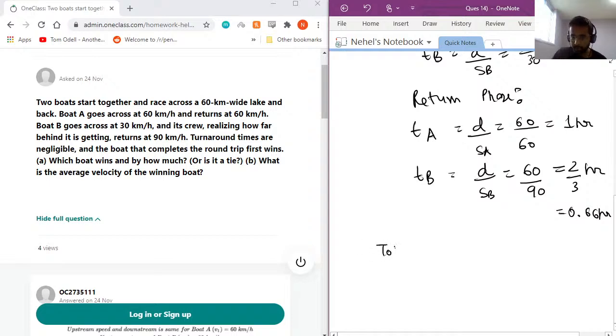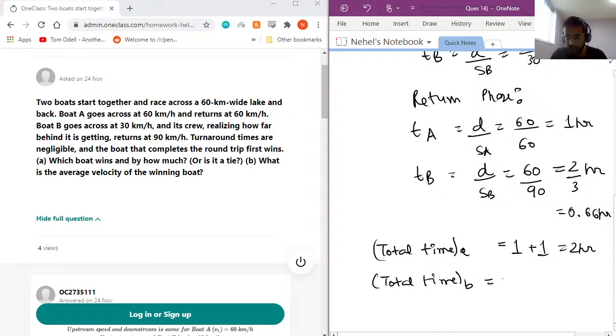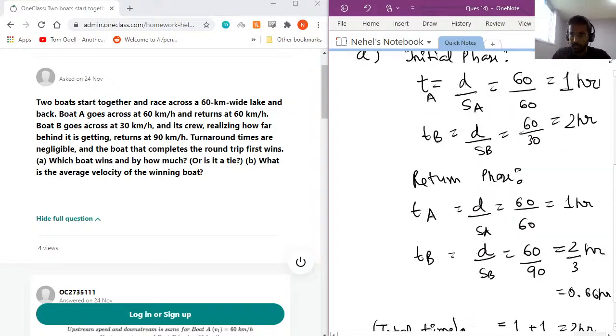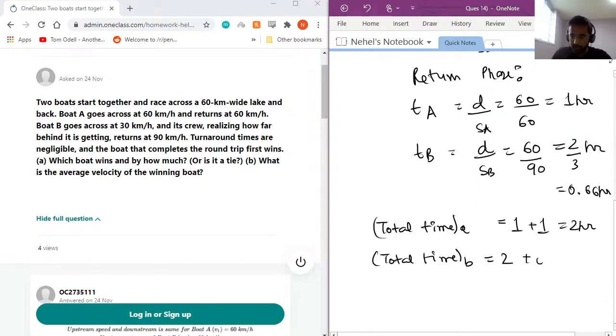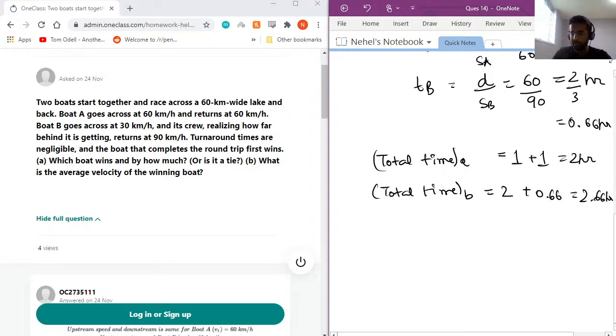But the total time for A would be equal to the initial phase and the return phase. So it's equal to 1 plus 1 is equal to 2 hours. But similarly, the total time for boat B is equal to, initially it took 2 hours to go, like we calculated, but to come back it only took 0.66, which is equal to 2.66 hours. So therefore, since time taken by boat A was less, boat A won by 0.66 hours.